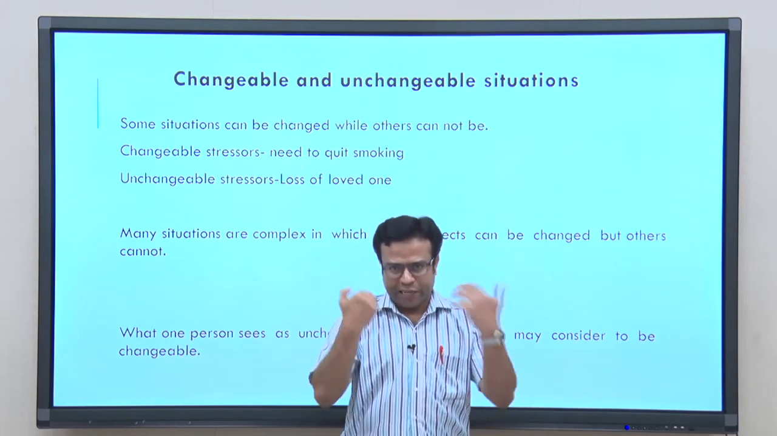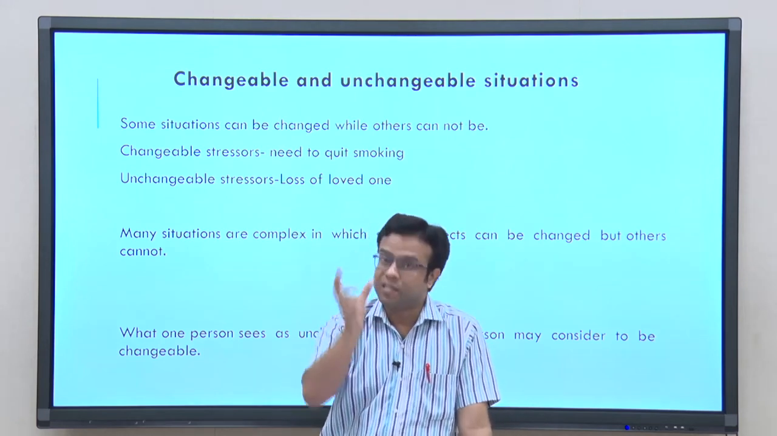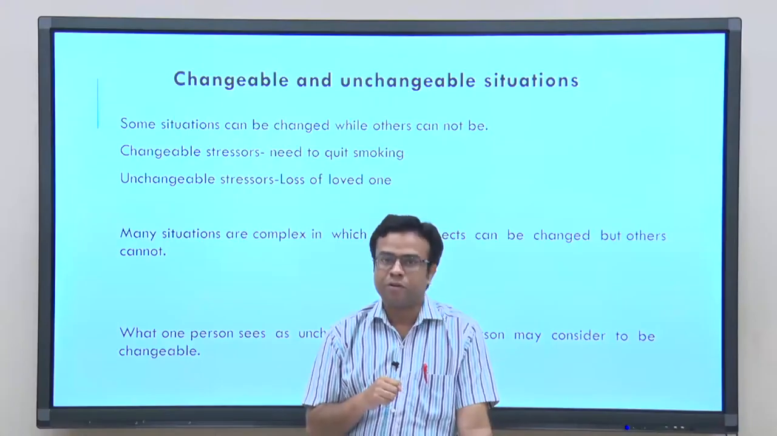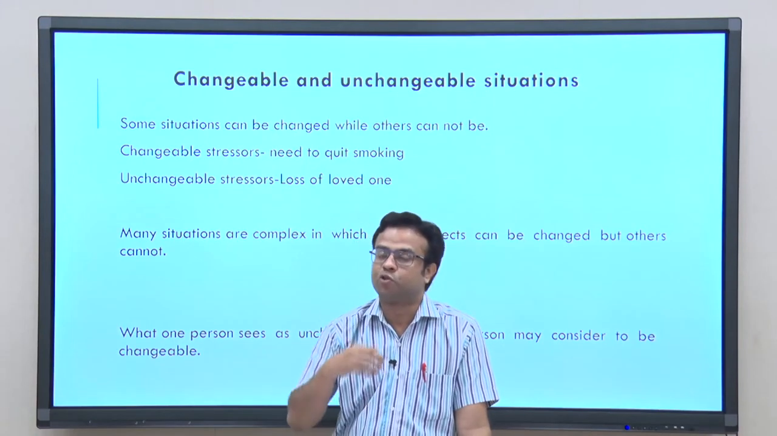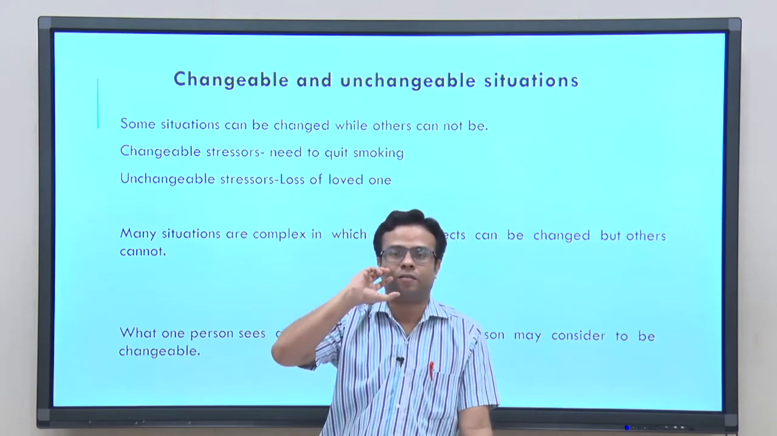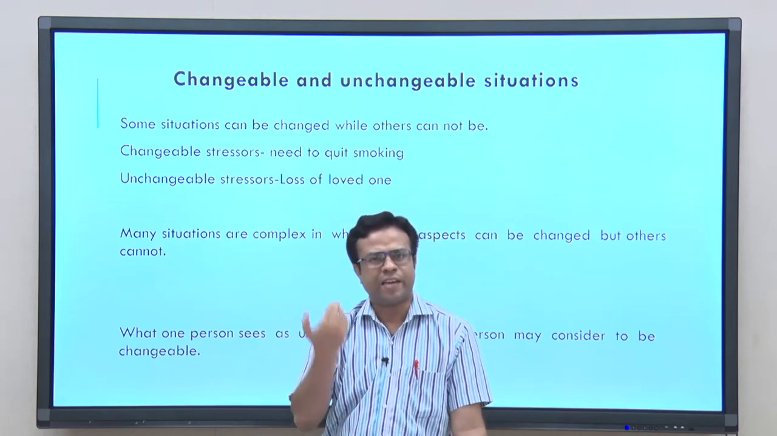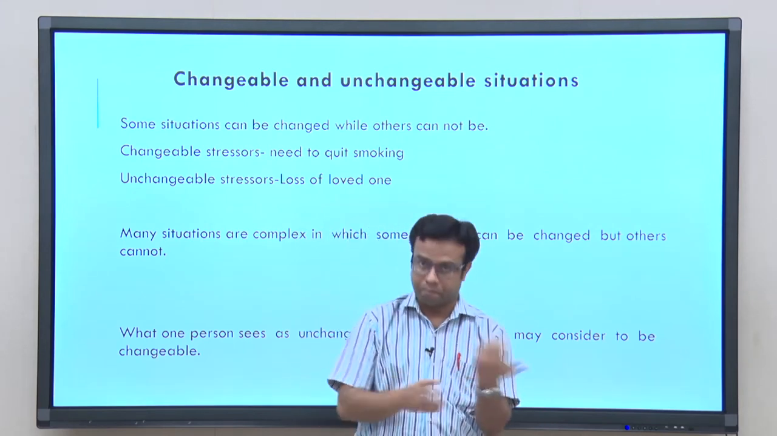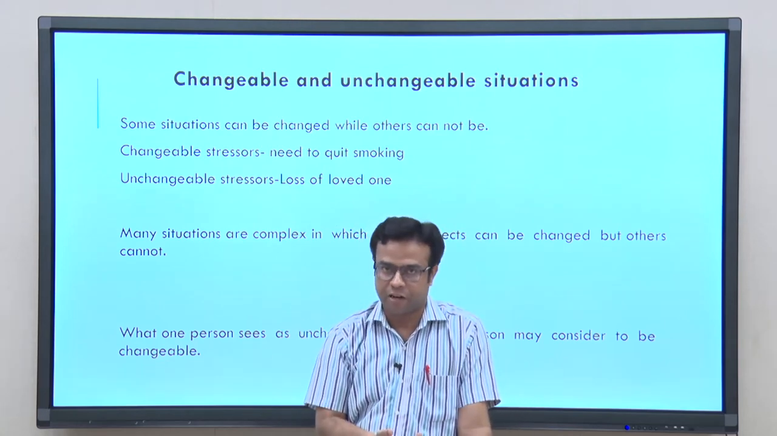And also there is a subjective aspect to stress in every dimension of it. Sometimes what one person sees as unchangeable, another person may consider changeable. So maybe quitting smoking seems unchangeable for one person. He may be so addicted to it that he cannot simply quit it. So from his perception, it may look like an unchangeable thing. For others, it can be very easy to do. So it all depends on subjective perceptions many times. Sometimes objectively things cannot be done. Sometimes subjective interpretation makes it very difficult also.